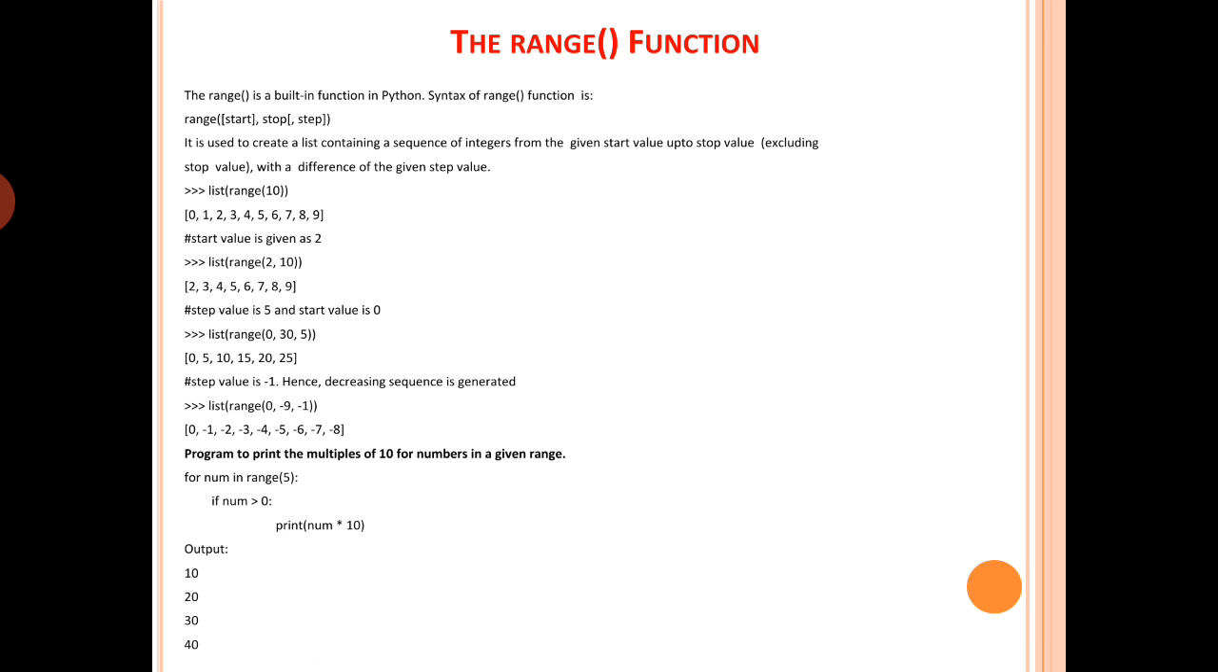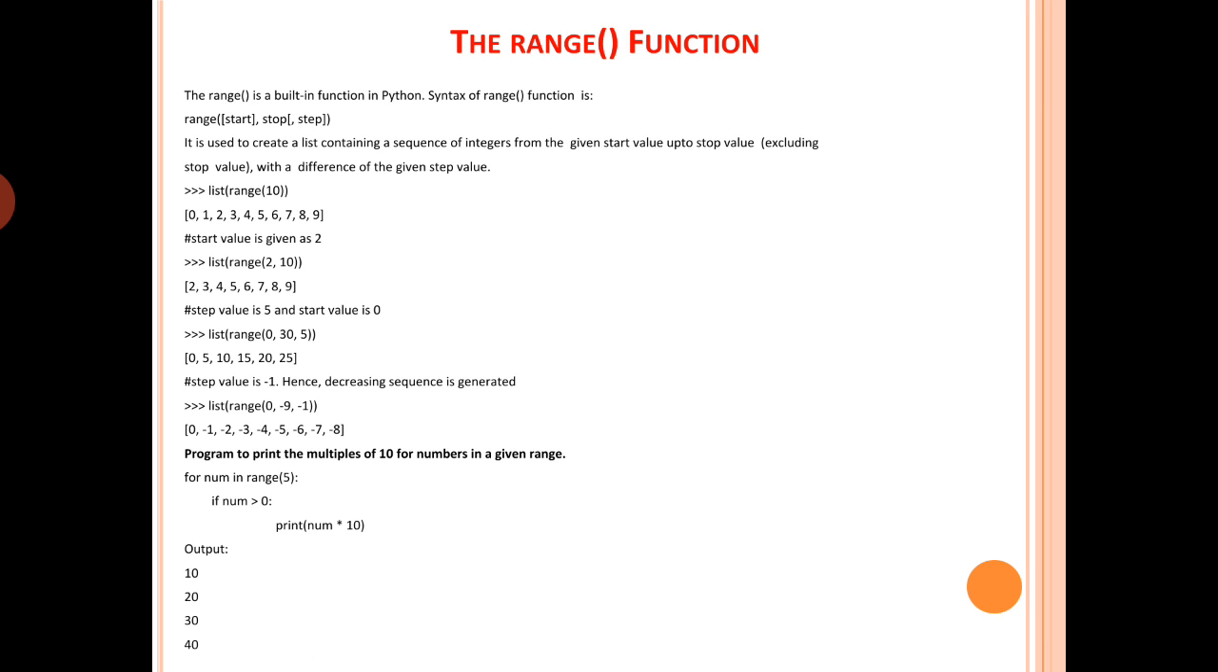Now in the next statement, list range, here all three values are given: start value, stop value and step value. See here, the step value is 5 and the start value is 0. So what will it do? First of all, it will print 0. Then it will jump up by 5. Then it will print 5, then 10, then 15, then 20, then 25.